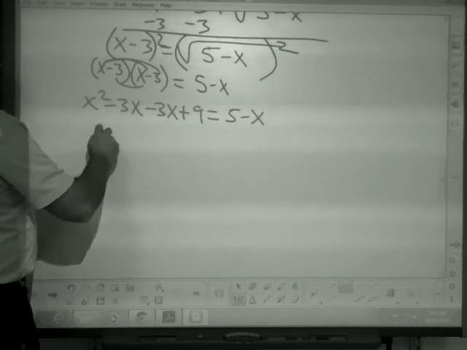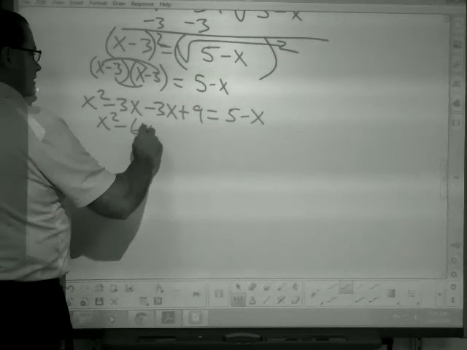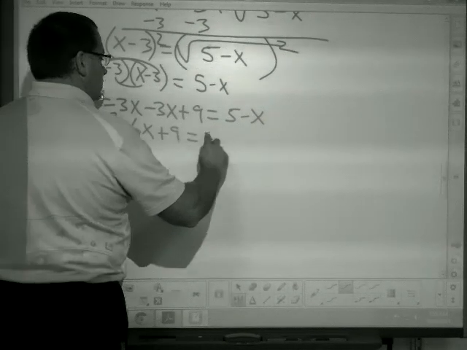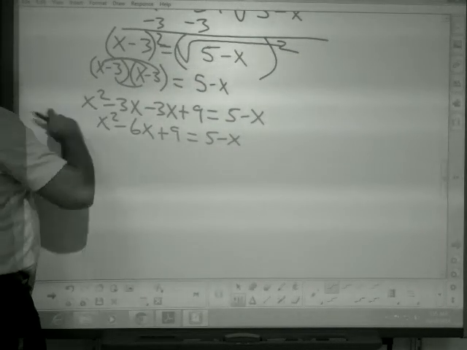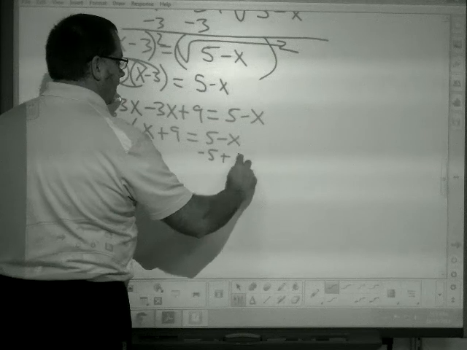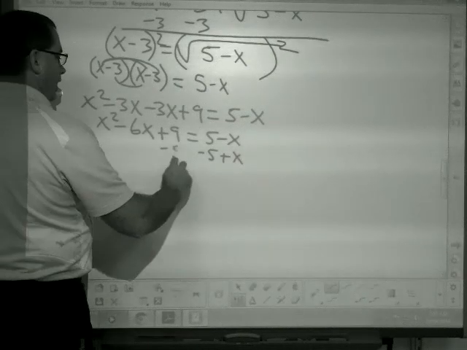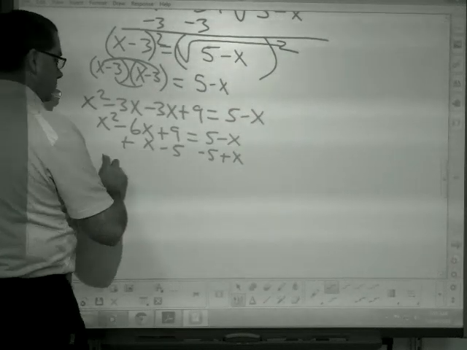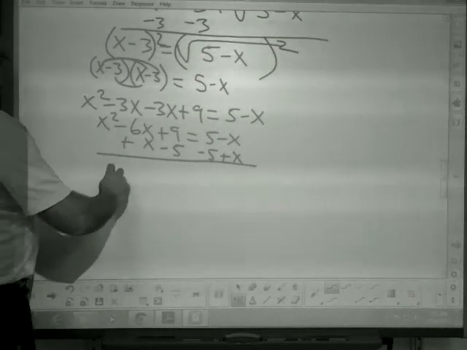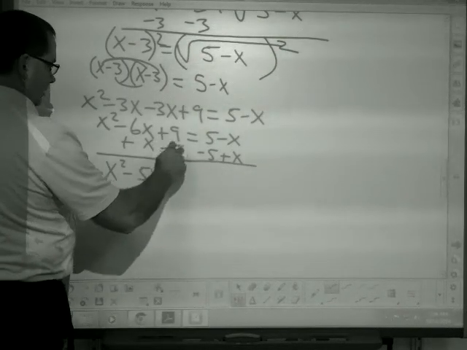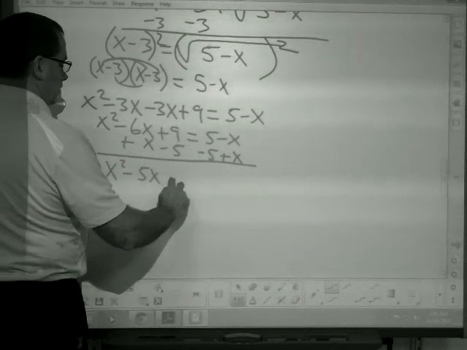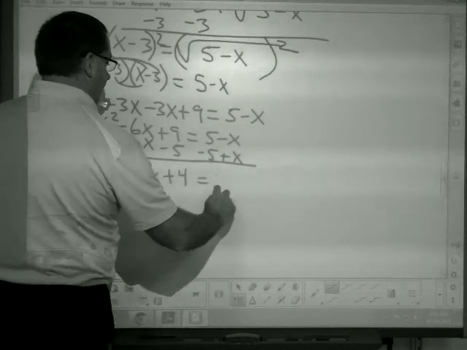Let's clean this up a little bit though. X squared minus 6x plus 9 is 5 minus x. Bring this over. So take away 5 and add x. Take away 5 and add x. All right, so I have x squared minus 5x. Positive 9 take away 5 is a positive 4.